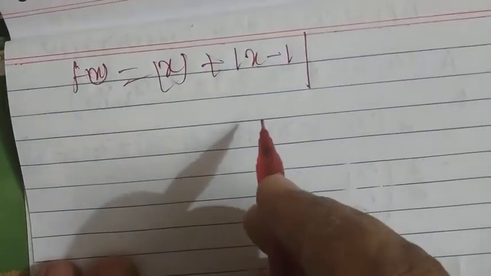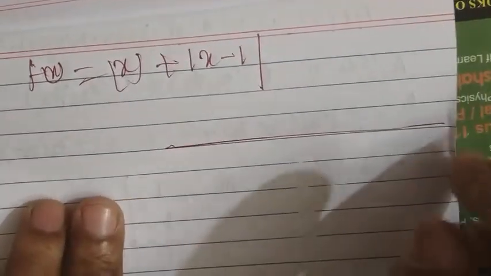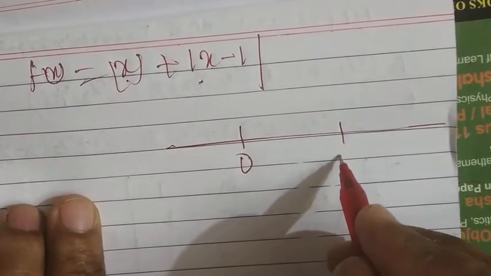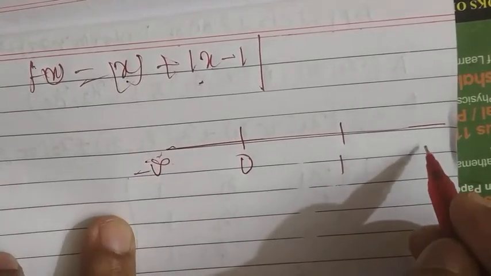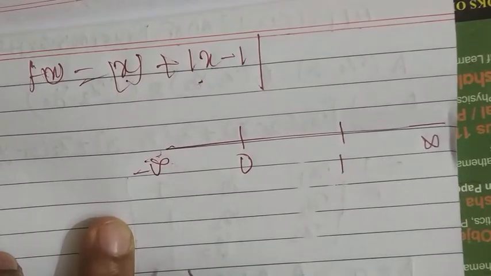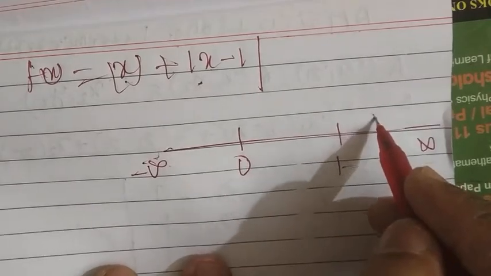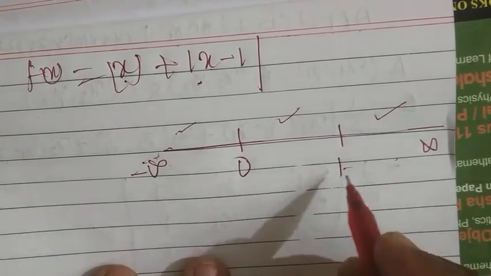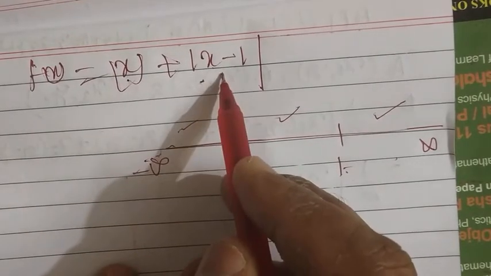Now let us redefine this function by removing the modulus. There is an easy technique to remove the modulus. This term is 0 when x is 0, and this term is 0 when x is 1. Now I divide the real number line into different parts: a number more than 1, a number between 0 and 1, and a number less than 0. If I take a number more than 1, say 2, this one is plus.